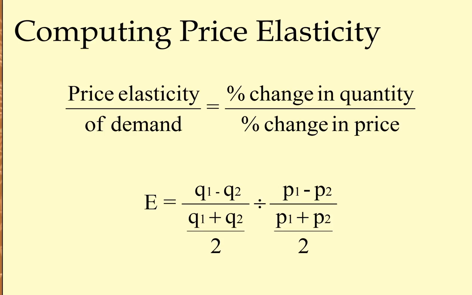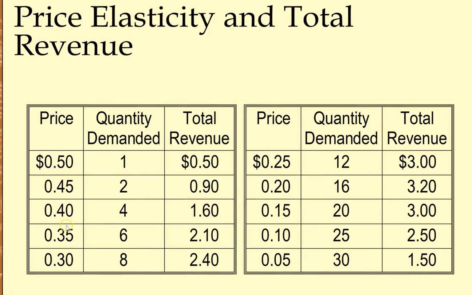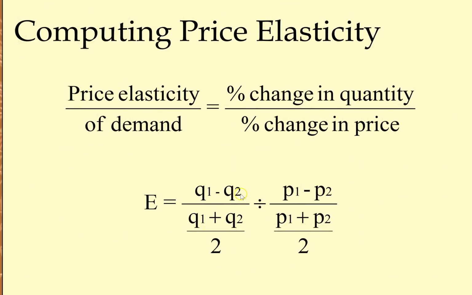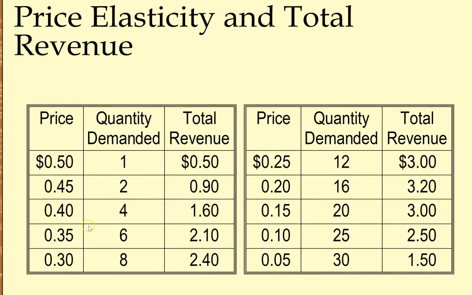Now let's use this formula, and we're going to be evaluating the value of E. You see how we have a P1 and a P2, a Q1 and a Q2. Let's say our P1 is 35 cents and our Q1 is 6. Our P2 is 30 cents. Our Q2 is 8. So what is price elasticity when we lower price from 35 cents to 30 cents? Well, let's plug this into an Excel formula to check it out.